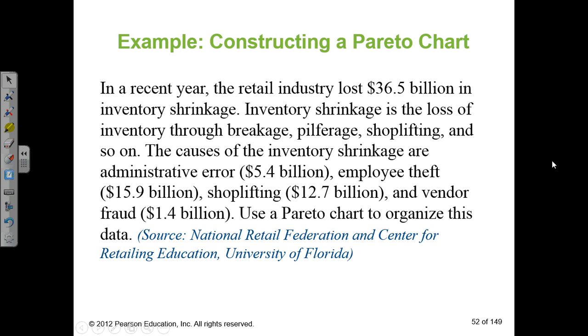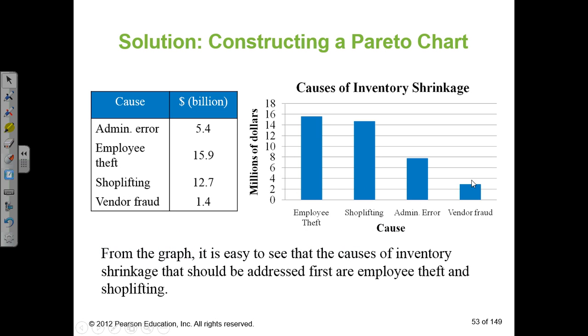All right, so suppose we have this example. We're looking at inventory shrinkage, and it's caused by, I'm sorry, 4 categories, and let's use a Pareto chart to organize this data. Employee theft was the highest cause of inventory shrinkage, where vendor fraud was the least. Each of these bars stands for the dollars in billions of loss.